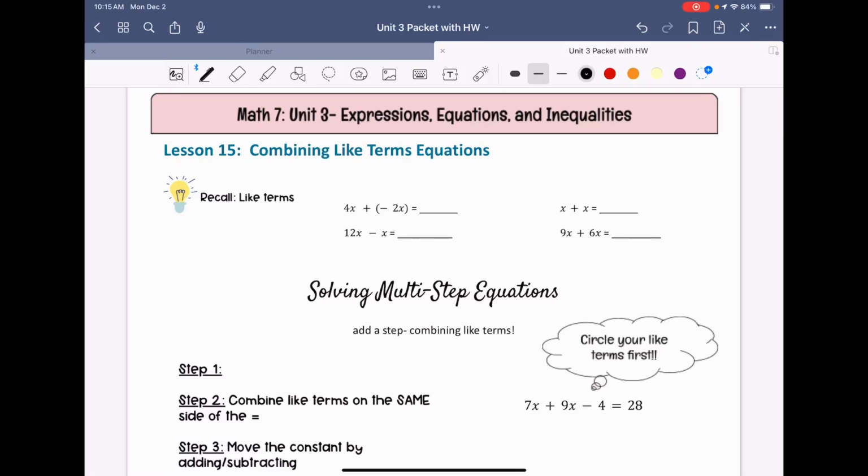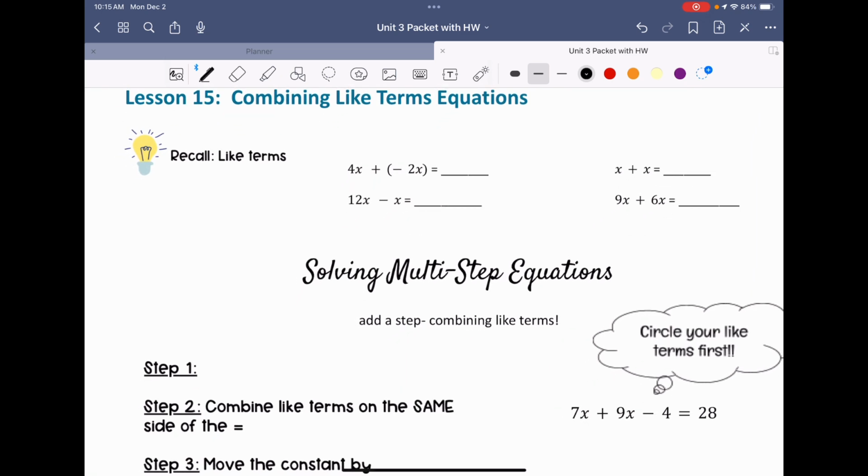All right, we're on lesson 15. We're going to start adding a few tools to our toolbox when we talk about solving equations. So what we're going to add today is combining like terms inside of our equations. So let's just do a little recall of what like terms are.